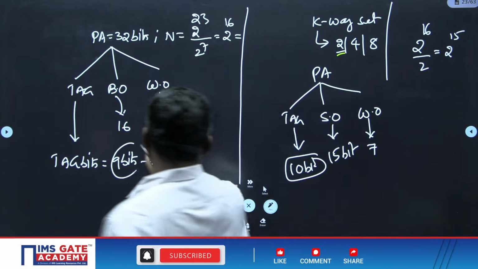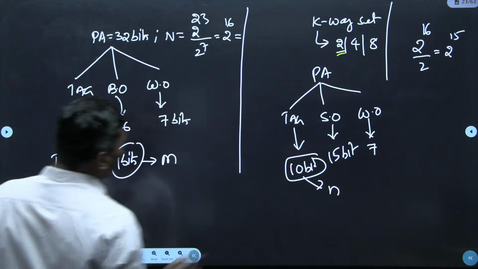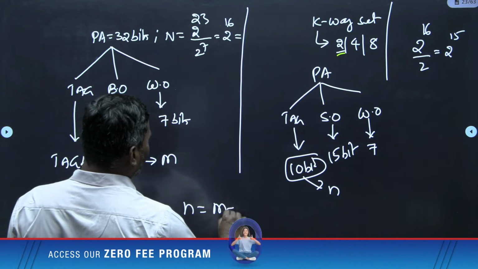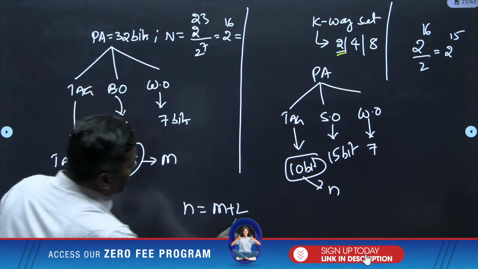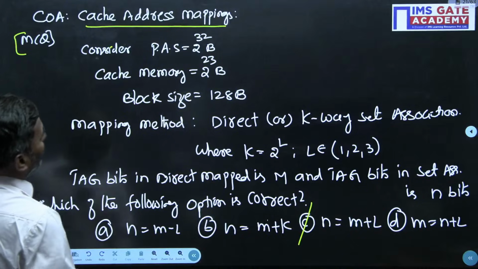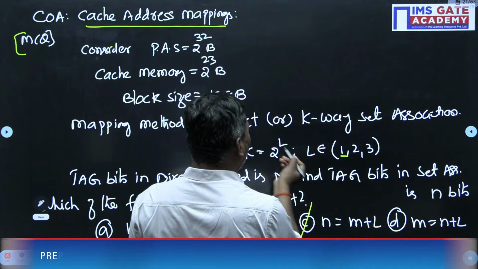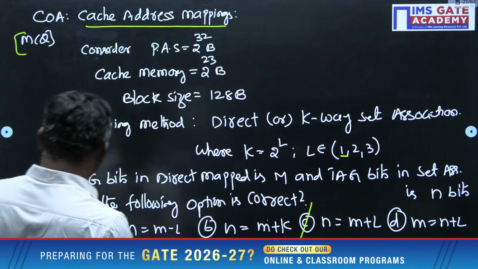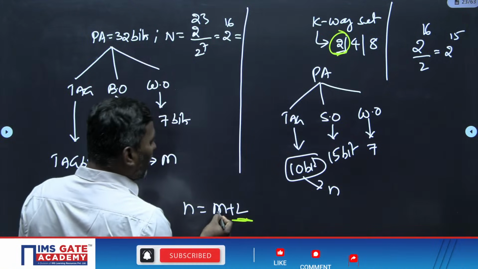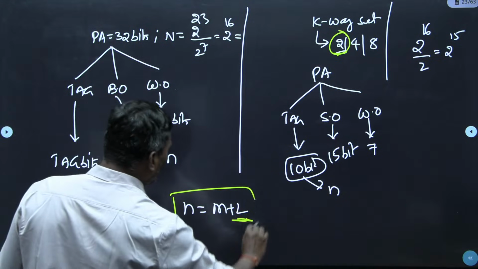One relation I can observe now. This value is N, right? So with this one, can I compare some relation? What is given: N equal to M plus L is one option given. So what is this L? L belongs to this set, right? L belongs to 1 comma. If I take L as 1, 2 power of 1 is 2, two-way set associative. So L value is 1, M value is 9. 9 plus 1, 10. This relation holds good now.